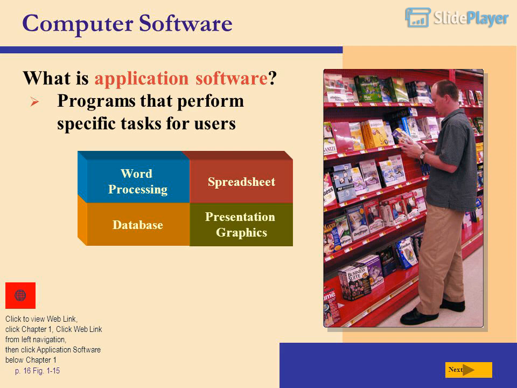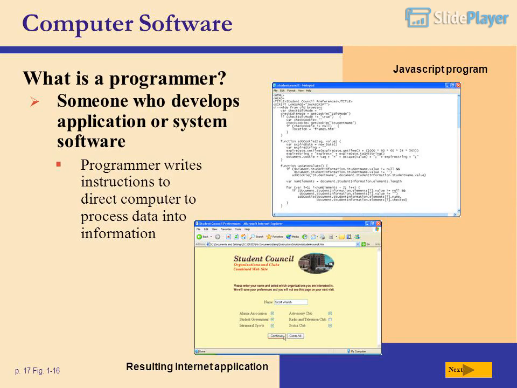Next, computer software. What is a programmer? Someone who develops application or system software. A programmer writes instructions, such as a JavaScript program, to direct the computer to process data into information, resulting in an Internet application.